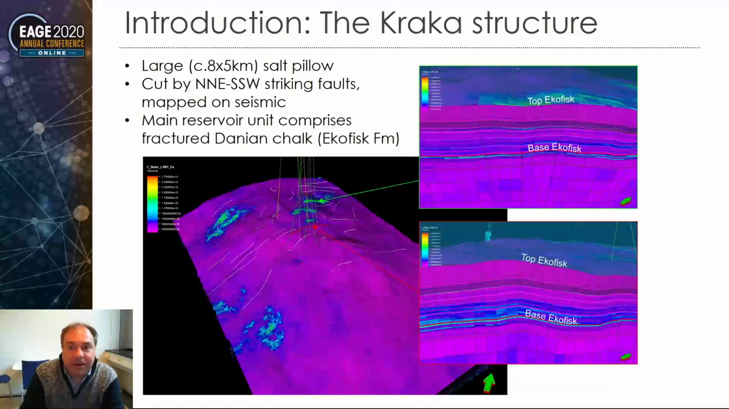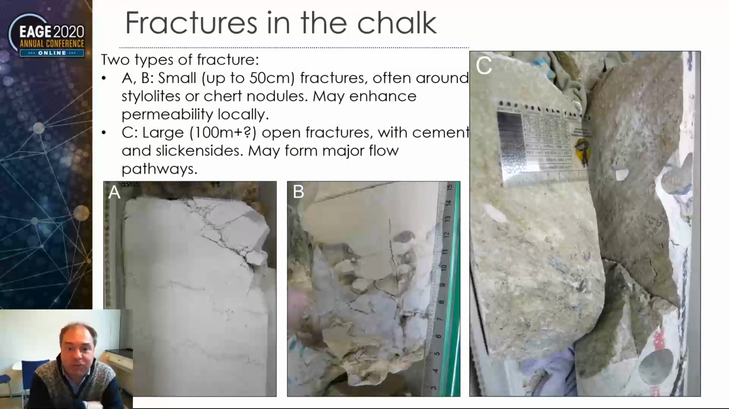The field that we're looking at is the Cracker field, which is developed over a large salt pillow. It's been mapped out on seismic where it is about 8 by 5 kilometres in size and cut by a series of north-northeast, south-southwest striking faults. The main reservoir unit is the Danian age chalk forming the Ekofisk formation. This is generally a fairly low permeability chalk, but the production is enhanced by a series of natural fractures.